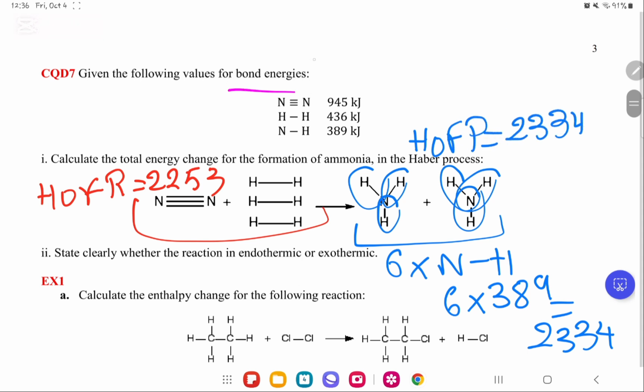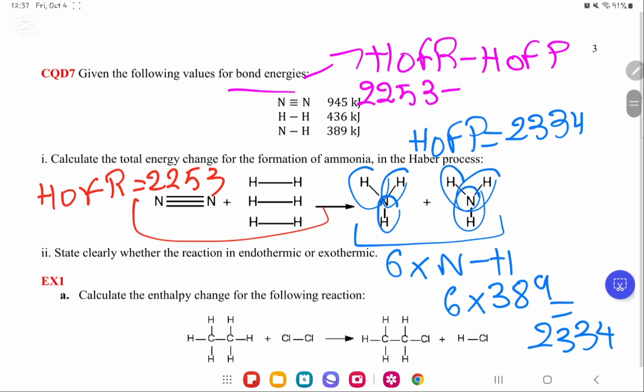And we said anytime we see bond energies, the reaction is heat of reactants minus heat of products. What's the heat of reactants? 2253 minus the heat of products, which is 2334. If we do it on the calculator, it's going to be negative 81 kilojoules per mole. Please guys, pay attention to how many significant figures they ask for. Here there's no specific amount, but if they ask you for 3 significant figures, it would be negative 81.0.